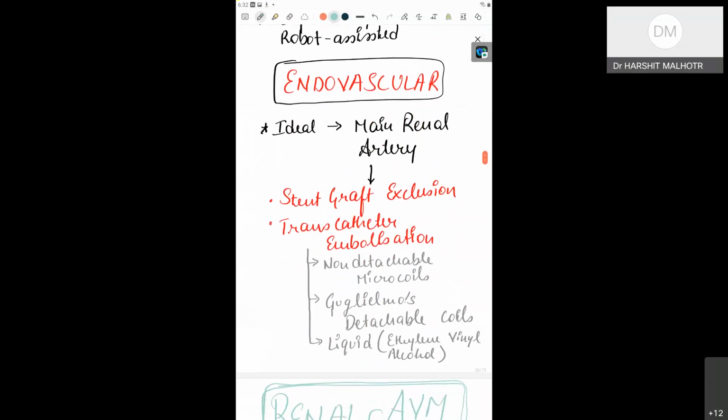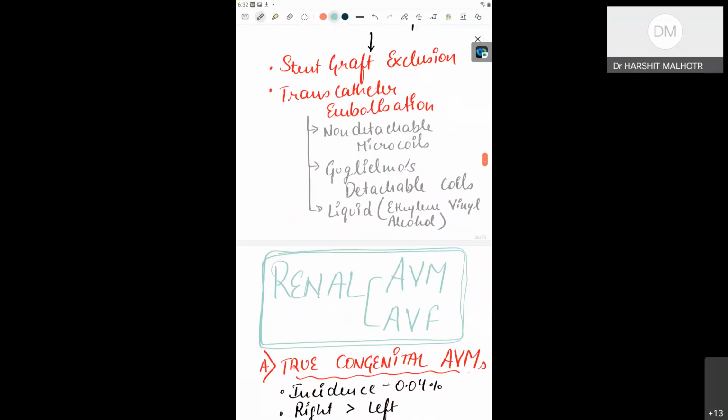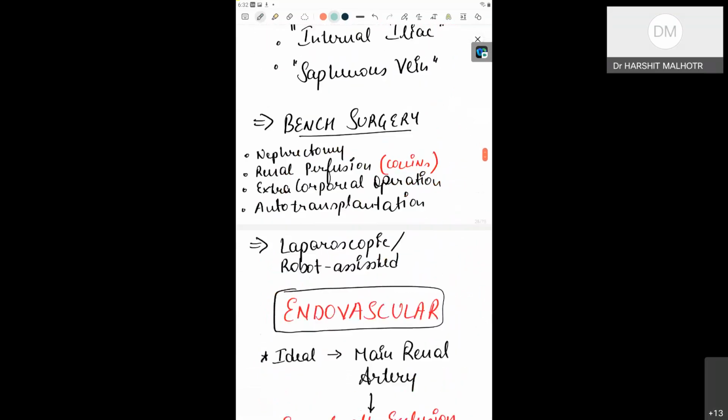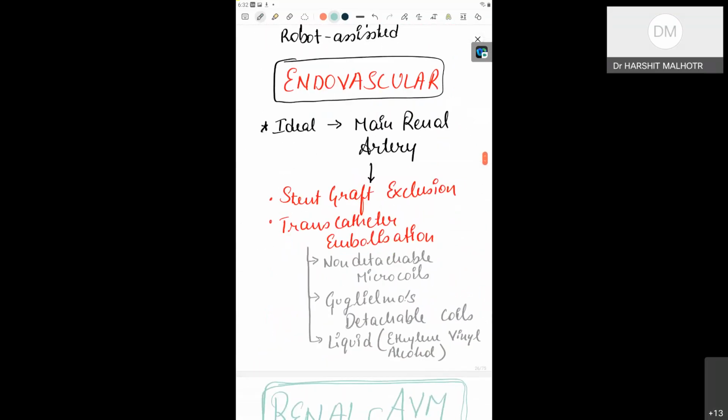Now coming to endovascular procedures, it is ideal in these scenarios only when the main renal arteries are involved. We do a stent graft exclusion, or we can do a transcatheter embolization, in which we can use either non-detachable microcoils or detachable microcoils, or even liquid embolization agents can be used like ethylene vinyl alcohol or glues. So this is the management in general about renal artery aneurysm.